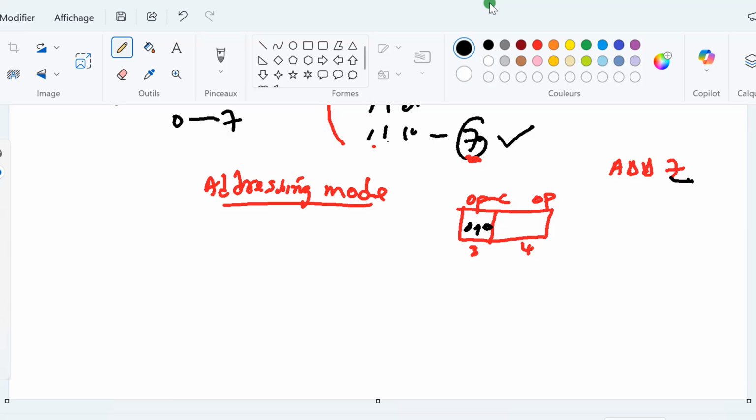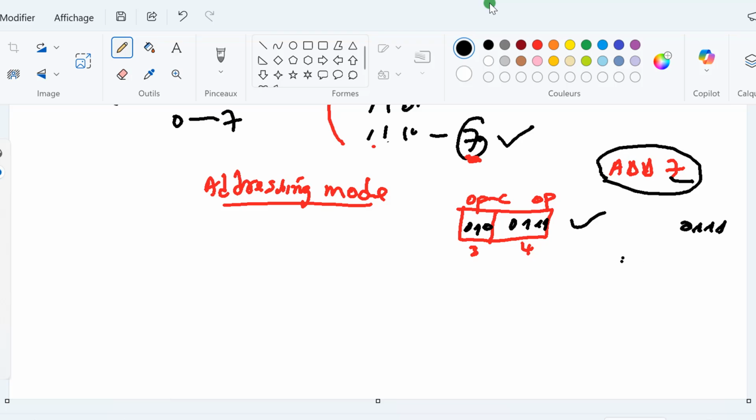Now, code 7. What is 7 in binary? 7 in binary is 1 1 1. And 1 1 1 into 4 bits means you just add 0 to the left, so here you can put 0 1 1 1. Perfect. So you are seeing that to represent this, there's no problem. You can store the value 7 directly into your instruction.